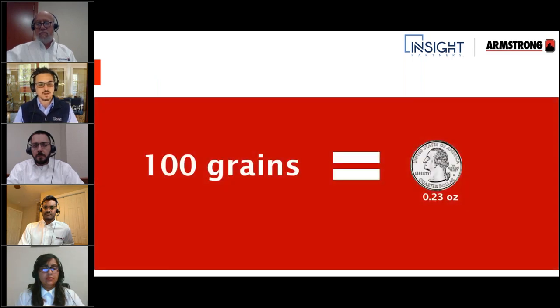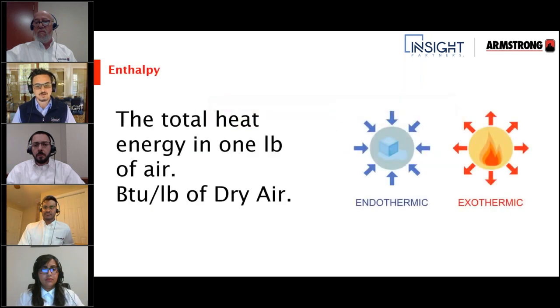So by reference, 100 grains, which would be a pretty good design day in most parts of the country, is equal to about the weight of a quarter, about 0.23 ounces. I believe a volume of 1 pound of air is like 2 point something cubic feet. So if someone wants to Google that and put it in the chat, I just can't remember what that is by memory. So we're not talking about a big volume of air or a lot of water.